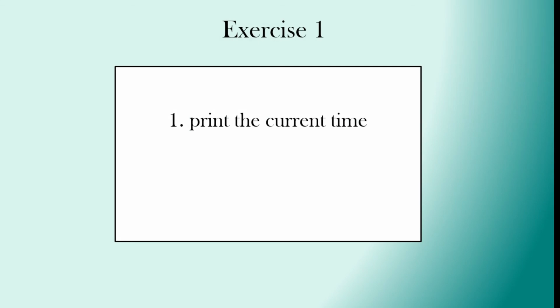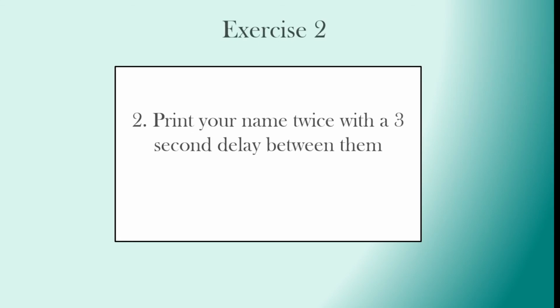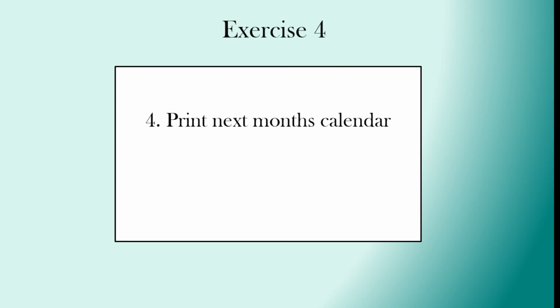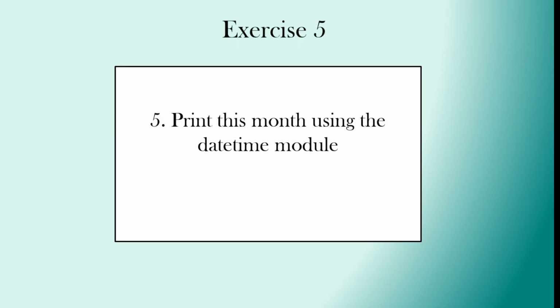Exercise 1, print the current time. Exercise 2, print your name twice with a 3-second delay between them. Exercise 3, iterate over a for loop 100,000 times and time it. Exercise 4, print next month's calendar. And last, Exercise 5, print this month using the datetime module. Let's have a look at the solutions.